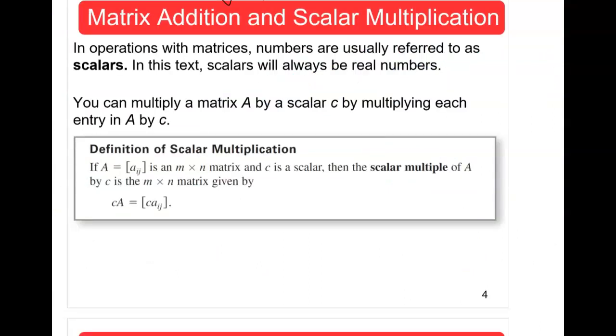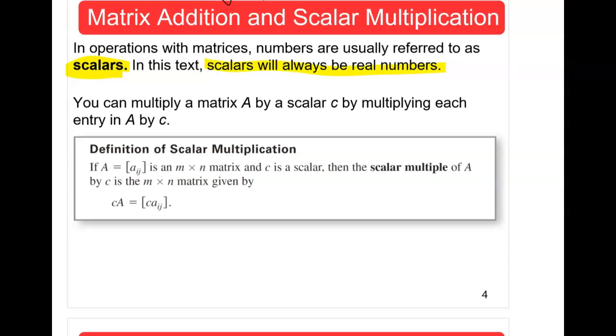So the next objective is matrix addition and scalar multiplication. Well, scalar multiplication, but then we will be combining it with addition. So we have that in operations with matrices. Numbers are usually referred to as scalars, so they're just going to be constants. They could be positive, they could be negative, they could be a fraction, they could be an integer. And they could also be 0, but most of the time we use scalars other than 0, but they could still be 0. And if we multiply a matrix times the scalar 0, we will get the 0 matrix.